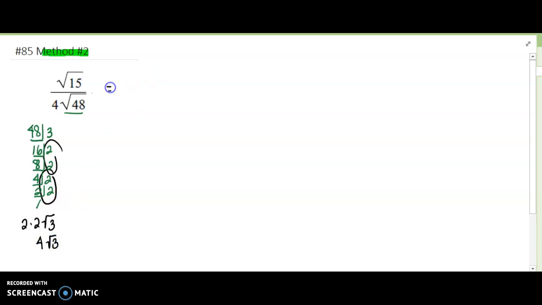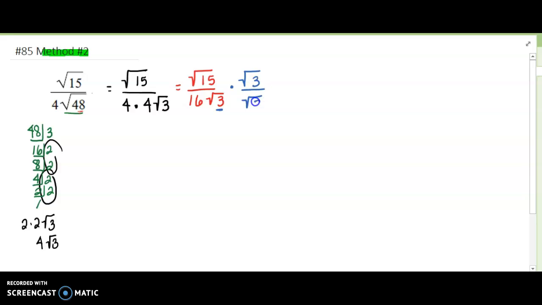So I'm going to rewrite this up here. Square root of 15 over 4 times 4 square root of 3. Well, I can simplify this a little more. Square root of 15 over 16 square root of 3. Now I still have a denominator that has a radical in it, so I have to get rid of this radical. But rather than multiplying by the square root of 48, I can now just multiply by the square root of 3. But remember, if I multiply by the square root of 3 on the bottom, I have to multiply by the square root of 3 on the top so that it doesn't change the value.